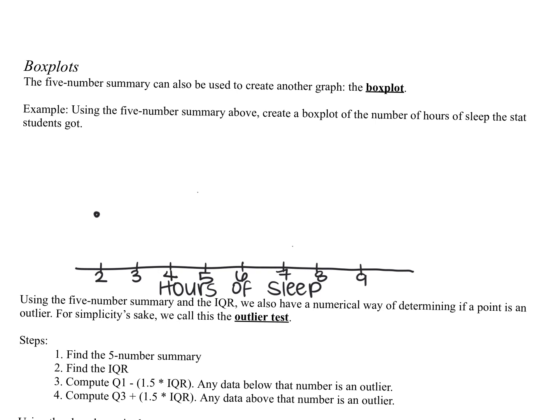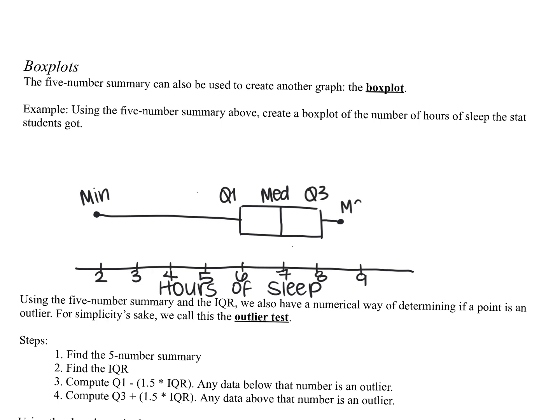My minimum gets plotted with a point. Then my box is comprised of the first quartile to the third quartile, and I also label my median, and then I end with another dot at my max. And then I connect my box to my minimum and my maximum with lines. Those are technically called whiskers. So I have my minimum, quartile 1, median, quartile 3, and my max.